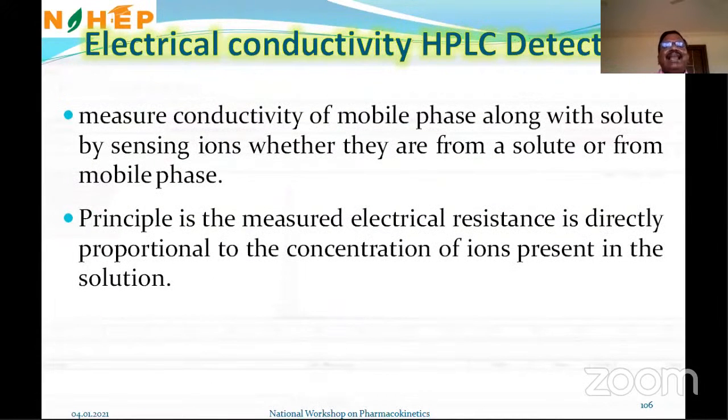So first, the electrical conductivity HPLC detector. These measure the conductivity of the mobile phase along with the solute. It senses the ions whether they are from a solute or from the mobile phase. Here the principle is electrical resistance, which it measures, and the measured electrical resistance is directly proportional to the concentration of the ions present in the solute.